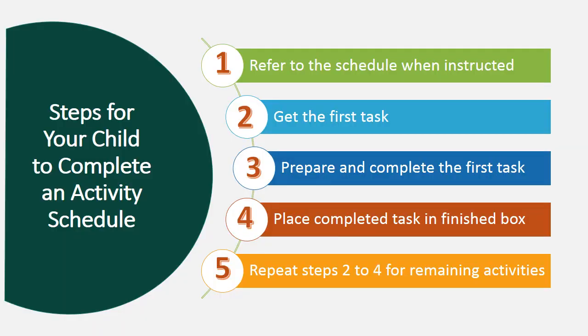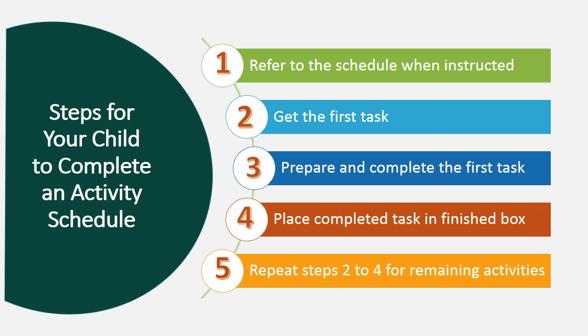We just looked at an example of a parent teaching their child to use an activity schedule. The parent will continue to provide assistance to the child until they are able to complete the sequence independently. When your child completes the activity schedule independently, they will follow these steps. First, they will check the activity display when given the instruction to start. They will then get the first task shown on the schedule and prepare and complete that task.